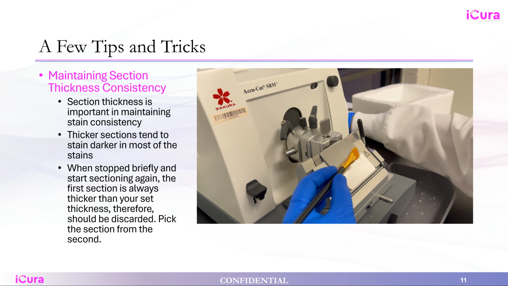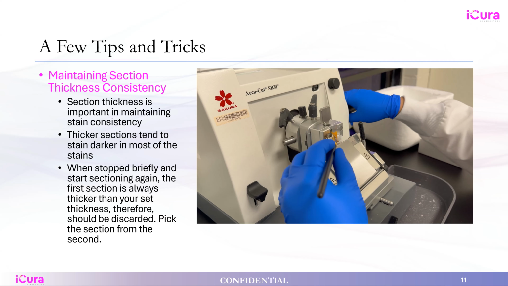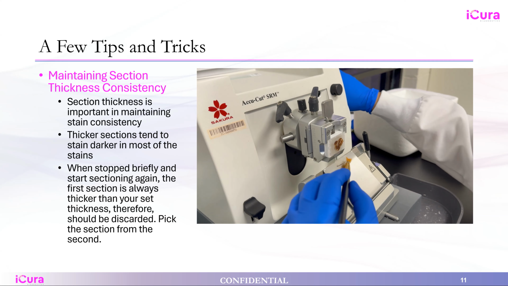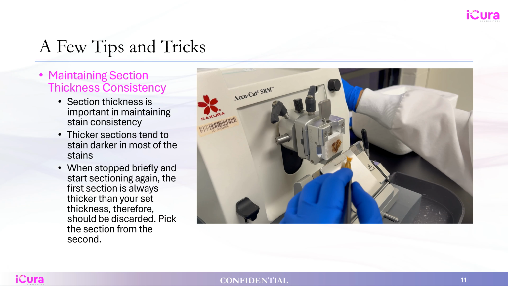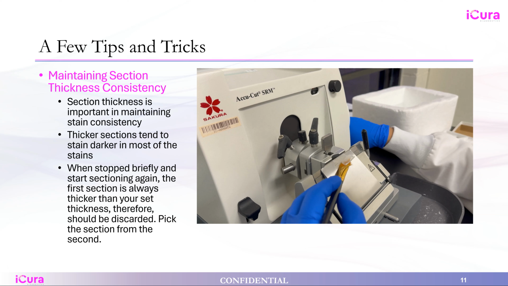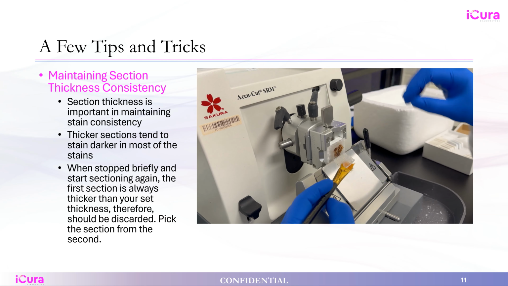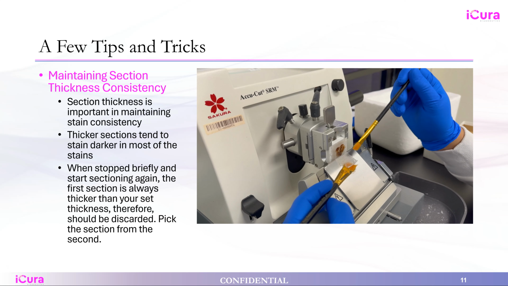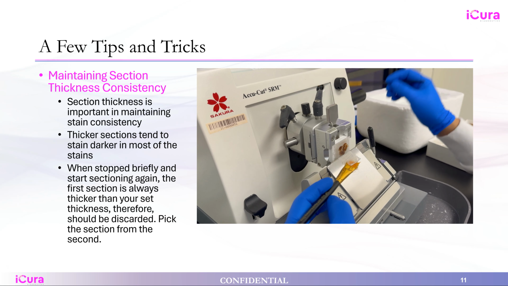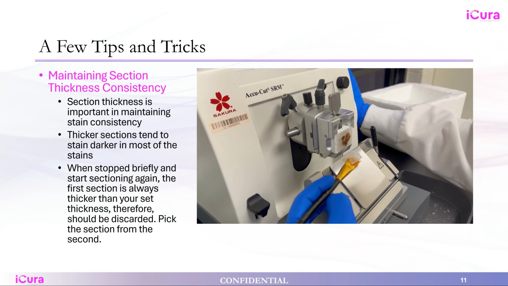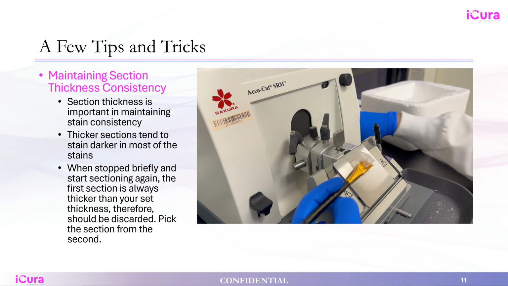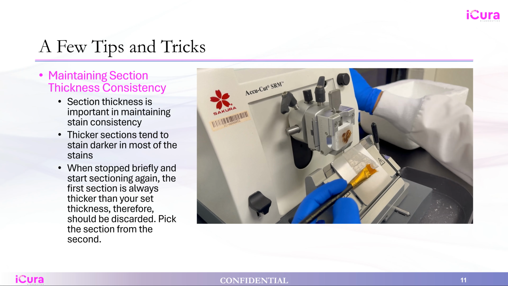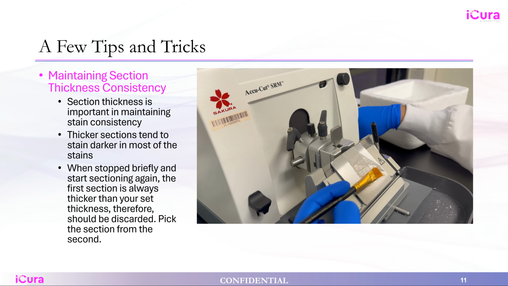As shown in this video, you can see we just started a new ribbon, and the first section coming off of this ribbon is actually quite a bit thicker compared to the next one and the rest of the sections from the same ribbon. And this tells us that you probably want to avoid using that first section for any of your important stains, because you're not really sure whether that's coming off at your desired section thickness.